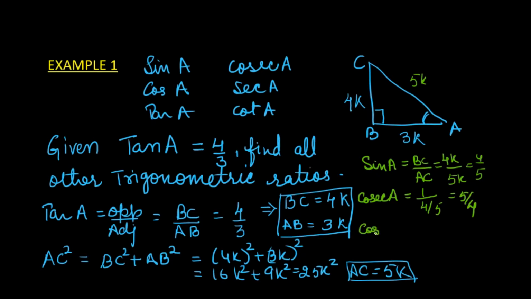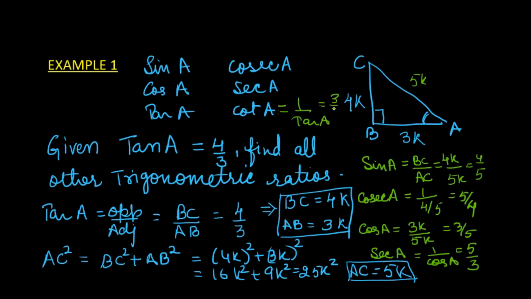Then we have cos of A. Cos of A is adjacent, which is 3K, over the hypotenuse, which is 5K. So it is 3/5. Similarly, we can find sec of A as the reciprocal of cos A, so we get 5/3. If all the three sides are known to us in a triangle, we can figure out all the trigonometric ratios. And since tan A is given, cot A is the reciprocal of tan A. So if tan A is 4/3, cot A is 3/4. This is the simplest question on finding the trigonometric ratios when one of the ratios is given to us.